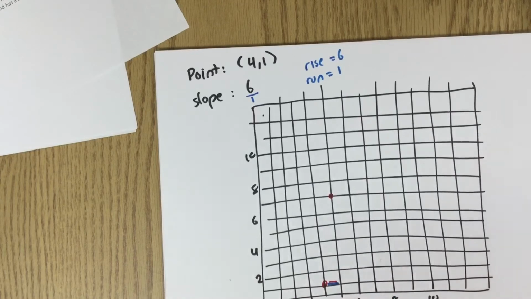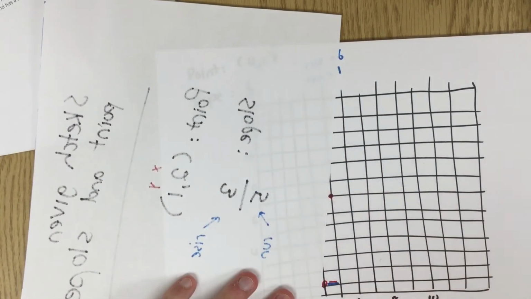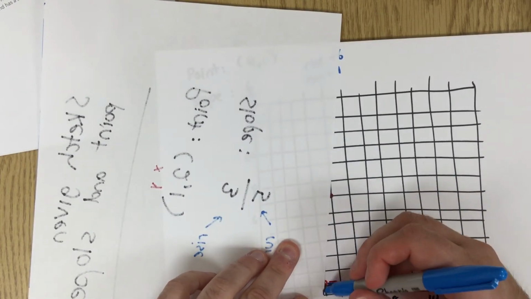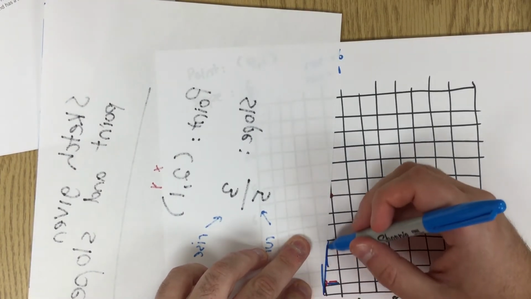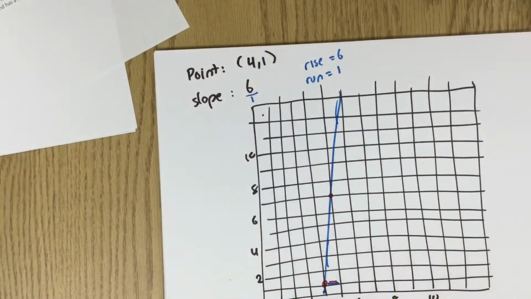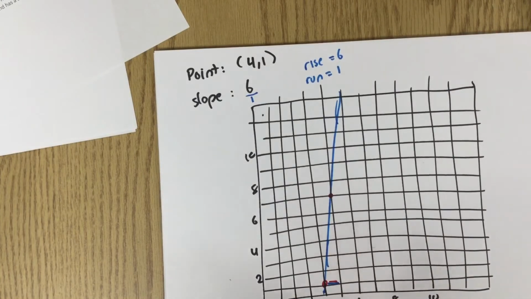I need my ruler. And so this line looks like, well, I did a pretty bad job at that, but roughly speaking, that's what it is. We started at the point (4, 1), and we had a slope of 6.